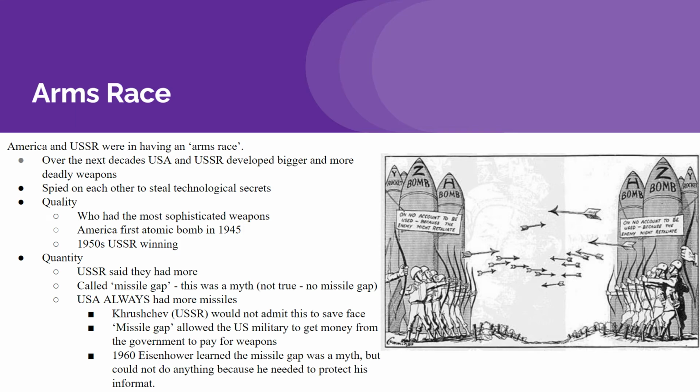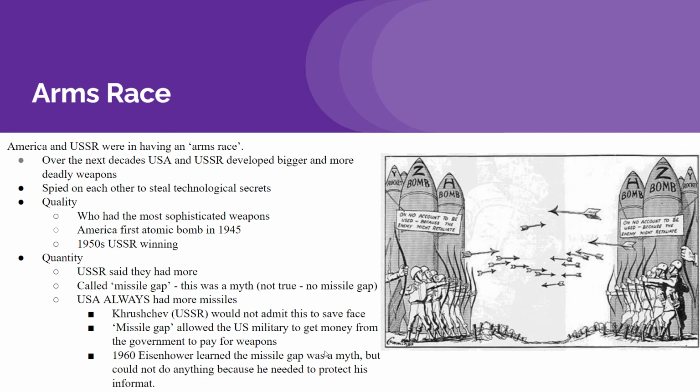And later, in 1960, Eisenhower learned that the missile gap was not true, but he didn't do anything because he needed to protect the informant who told him it wasn't true. And so America just came and made more and more weapons.